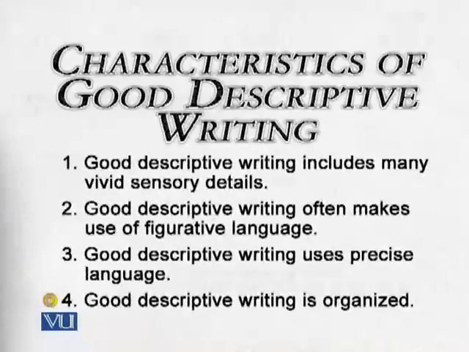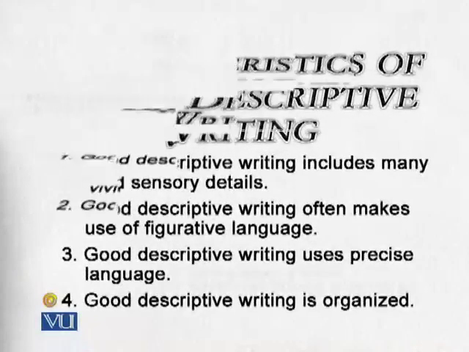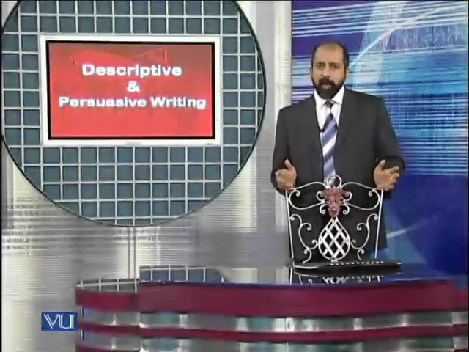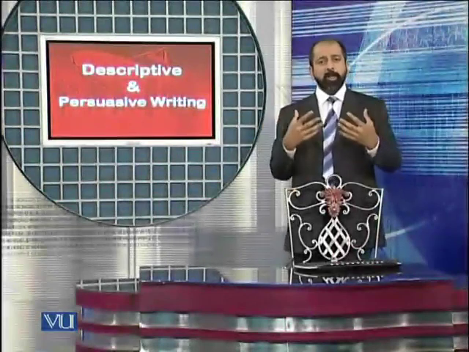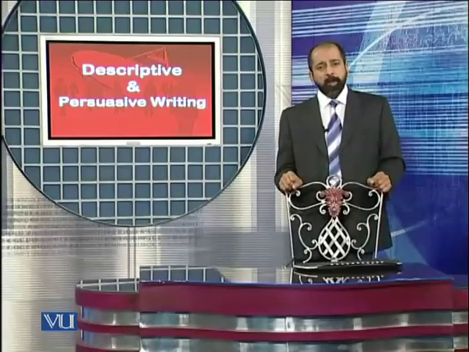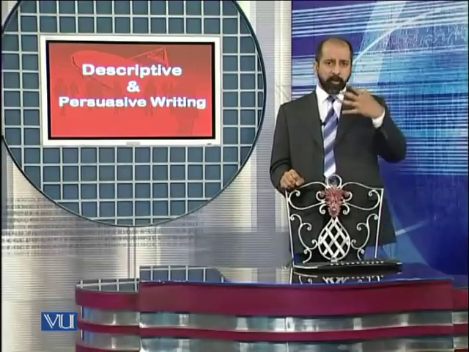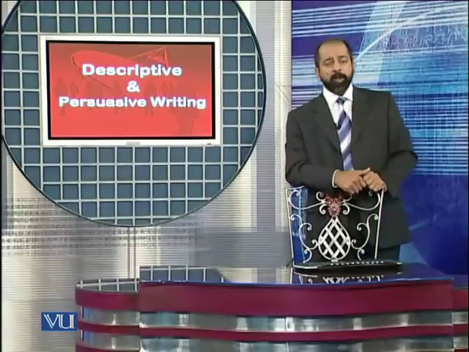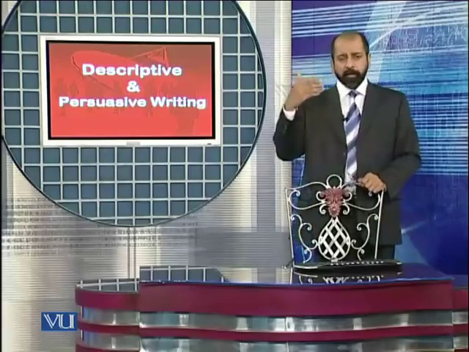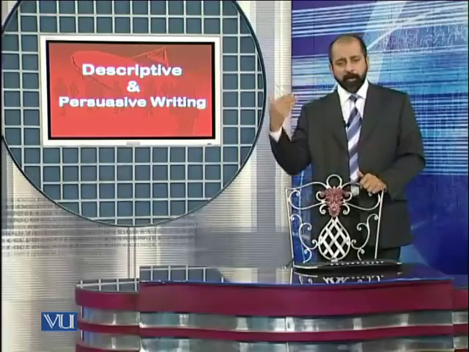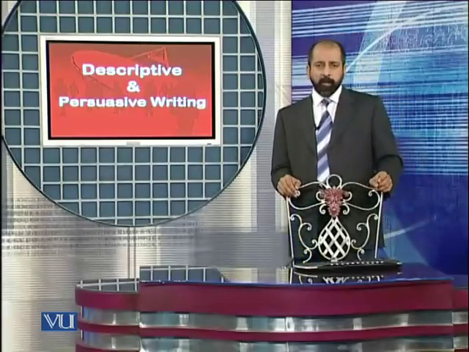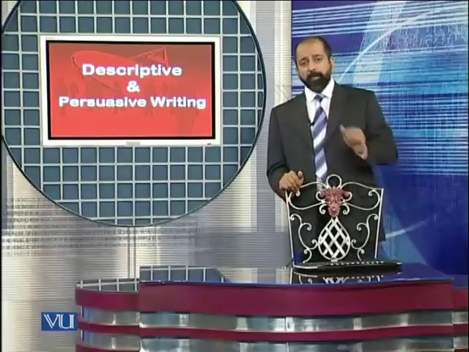The last one is good descriptive writing is organized. Like every writing has its organization. Descriptive writing can have spatial organization, means when you are describing spaces, for example. Descriptive writing can make use of order of importance, for example, what's most important and least important. They can also make use of chronological organization, where things which happen first and second and third and onwards, this is how they can always plan and organize their writings. So these are 4 characteristics.